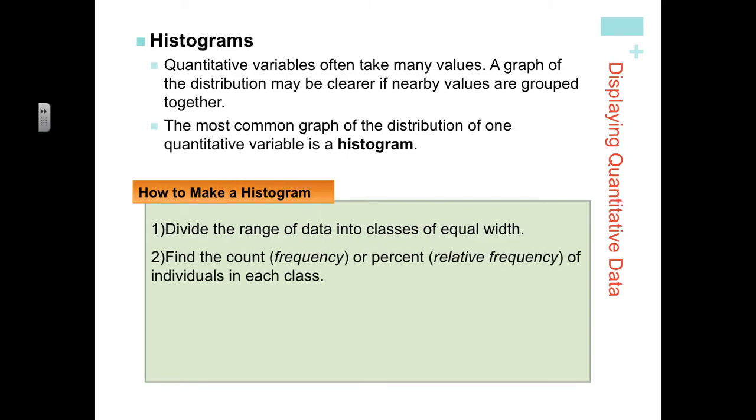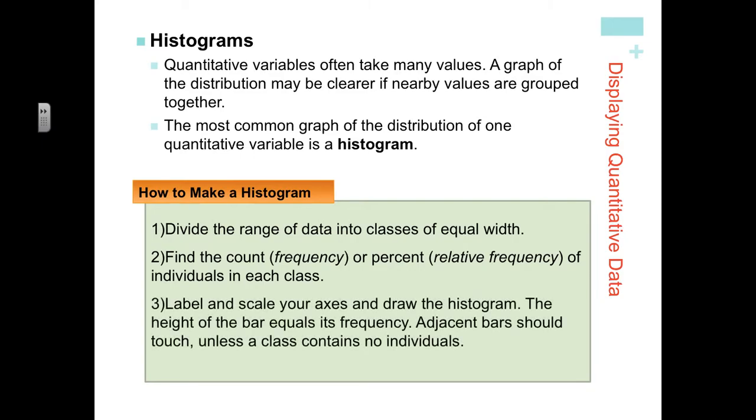Okay, we should then find the count or frequency or percent of the individuals in each of those classes, so in each of those intervals that you set up. We're then going to label and scale your axes just the same as you would in any graph, okay? And then you're going to just draw out the histogram. Histogram, very much like a bar graph. The heights of the bars equal its frequency, okay?